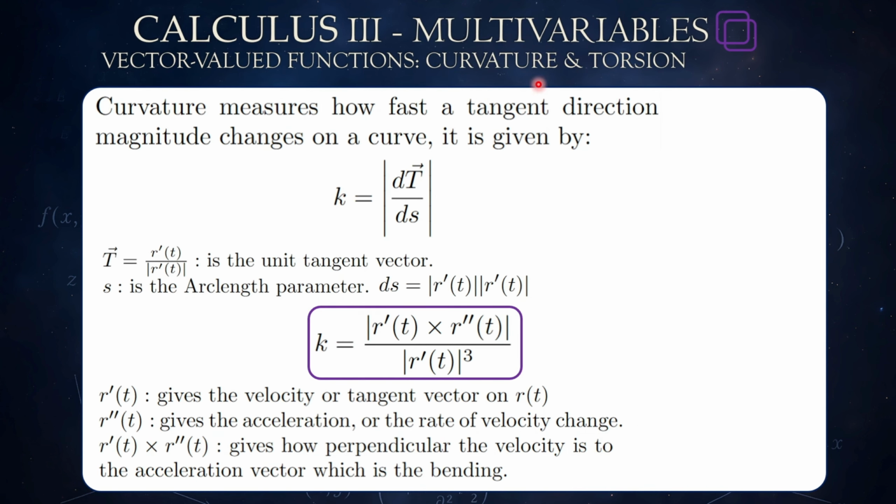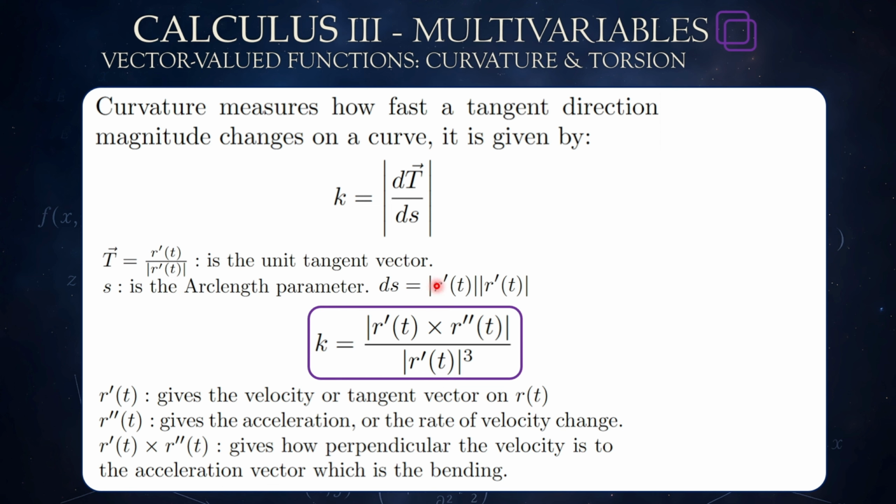Curvature and torsion. Curvature measures how fast the tangent direction changes on a curve. It is given by kappa equal to dT over ds, the change of the tangent throughout the curve, which gives us the curvature, or kappa. T is equal to r'(t) divided by the magnitude of r'(t). This is the unit tangent vector. s is the arc length parameter.